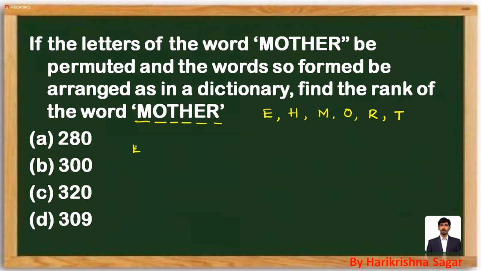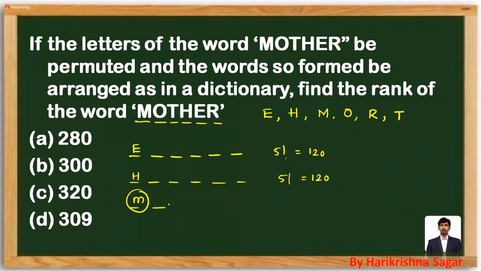Let's start with the letter E. If you start with E, how many letters will be over? There are 5 factorial words which we can form, that is 120. Then go with H. With H we can make another 5 factorial, that's also equal to 120. Next, go with M. M is the word which is required.